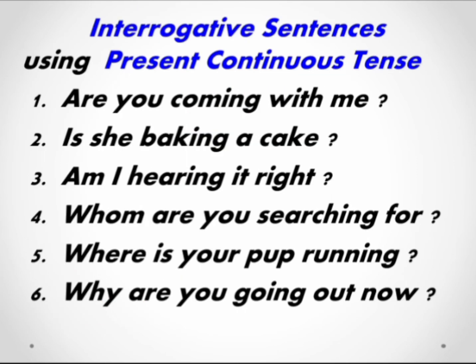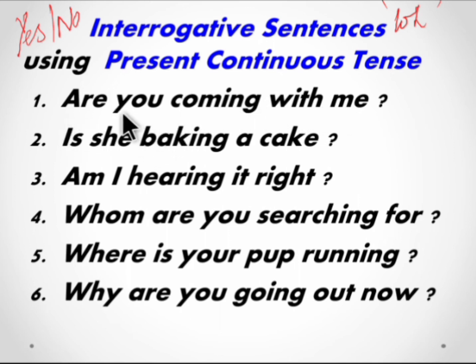Now, how are interrogative sentences formed in present continuous tense? We have two types of interrogatives. One is yes or no type questions. The other one is WH questions. Both yes or no type as well as WH questions can be framed in present continuous tense.